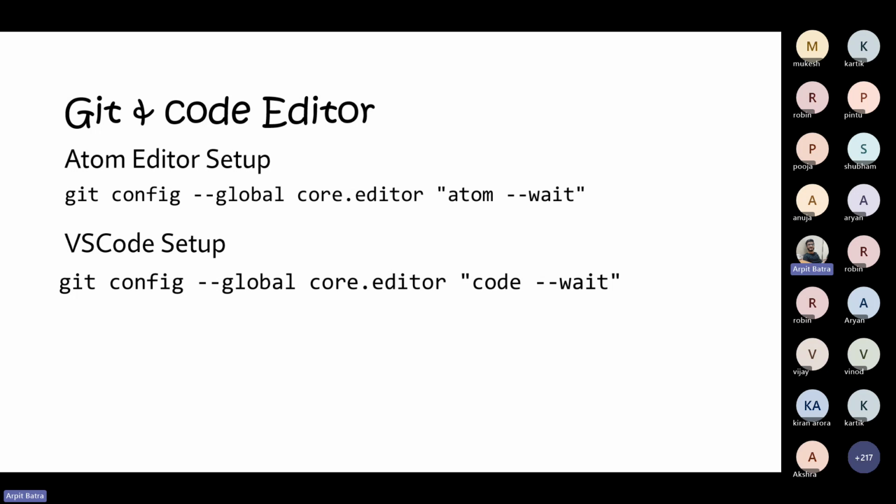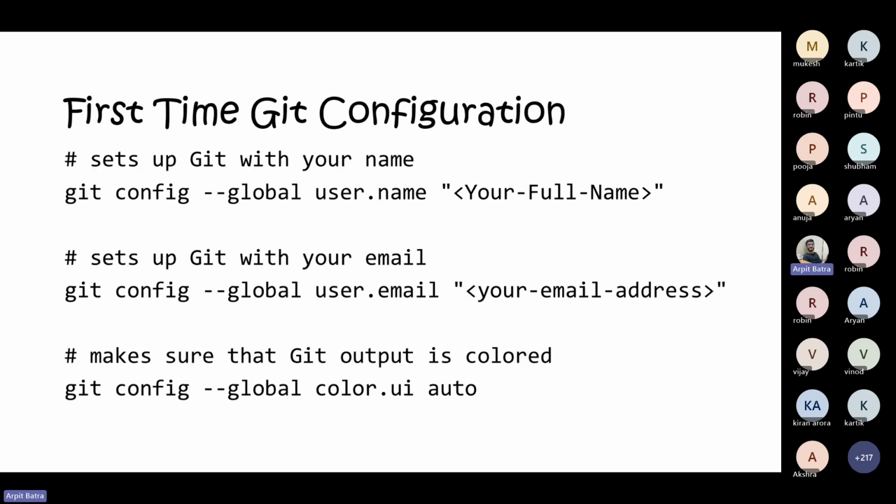So there are some basic git commands you can note, like git initialization, also called git init. Then we have git clone. Then we have git status. Git initialization initializes a new git repository. Git clone clones a remote repository to your local machine.